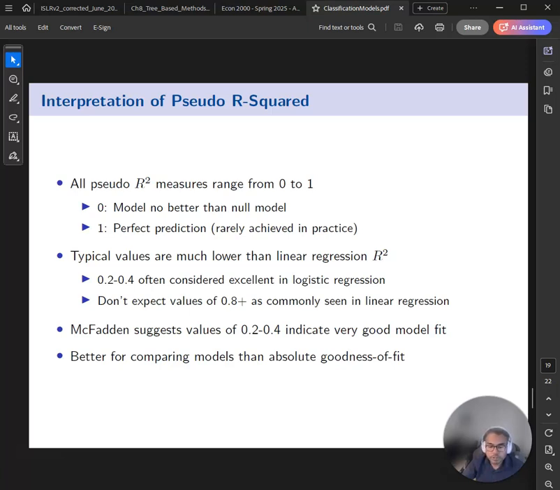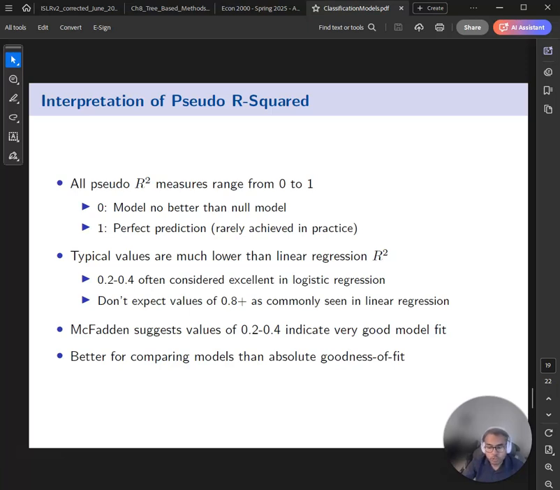If you're used to seeing R-squared of 0.7, 0.8, you can kiss those expectations goodbye, because it's very, very unlikely that you will see such a number when it comes to pseudo R-squared. Usually, a number ranging from 0.2 to 0.4 is often considered excellent. In fact, McFadden himself, when he was developing the statistic, suggested that 0.2 to 0.4 indicates a very well-fitted model.